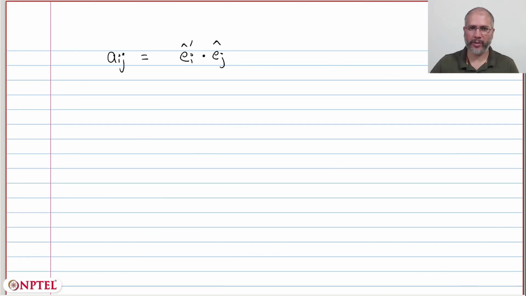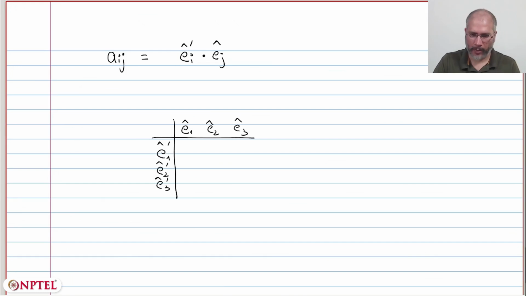So let's write this in a tabular form. So the angle, or rather the direction cosine between e1 prime and e1 is a11. Remember, the first index denotes the primed coordinate system and the second denotes the base coordinate system. So the direction cosine between e1 prime and e2 is a12, then you have a13 and so on.